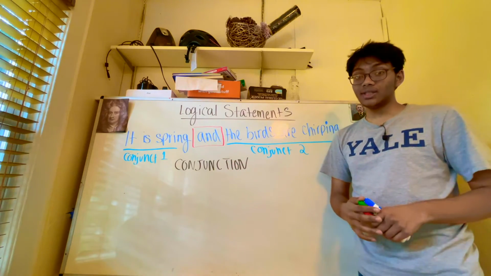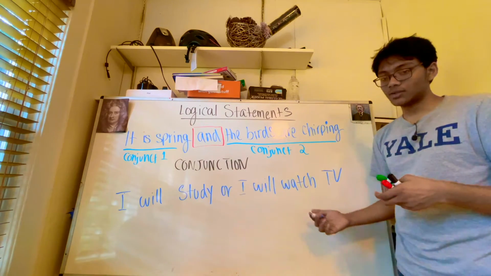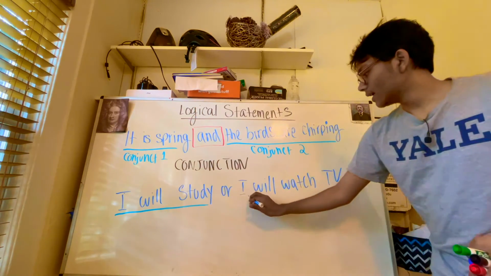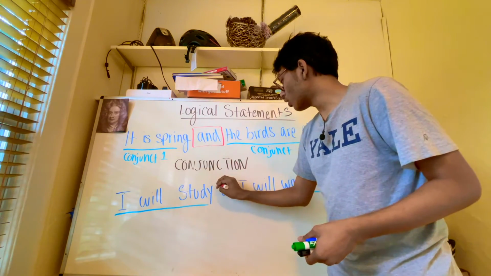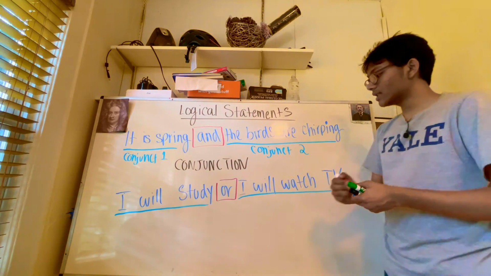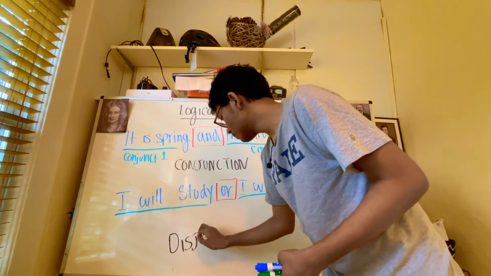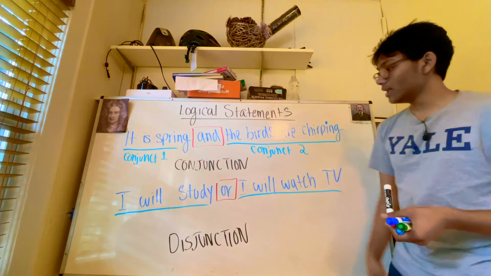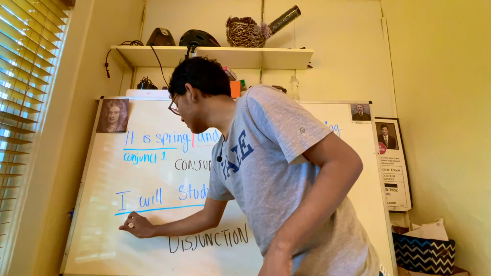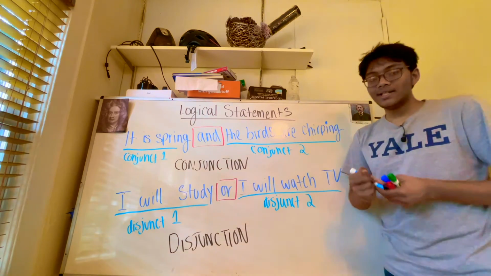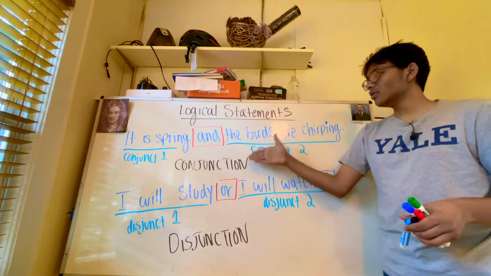Now you can also connect logical statements using the word or. So what's going on here? Well, we got two logical statements, right? I will study and I will watch TV, and they're connected by this connector, which is the word or. Okay, that's the connector. So I will study or I will watch TV. Now this is actually called a disjunction because we're using the word or. A disjunction has two parts, right? Each part of the disjunction is called a disjunct, each of the statements. So disjunct 1 or disjunct 2 creates a disjunction. Conjunct 1 and conjunct 2 creates a conjunction.